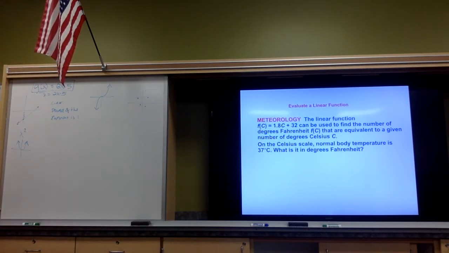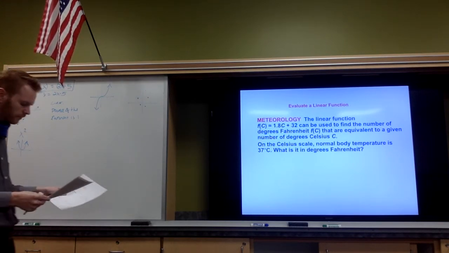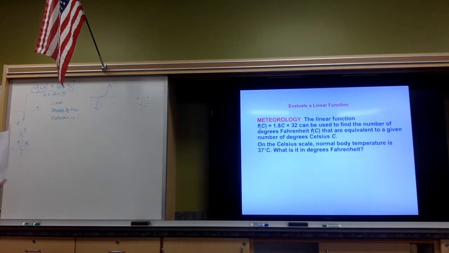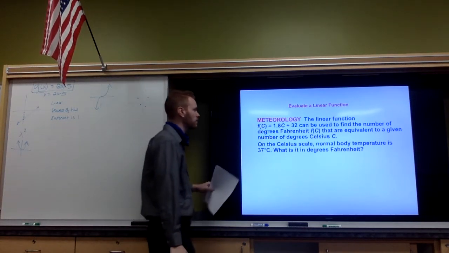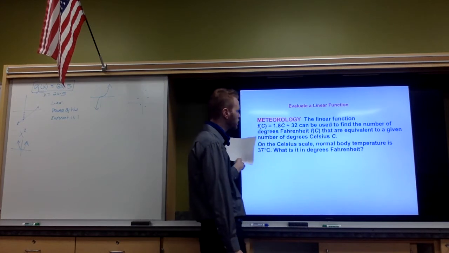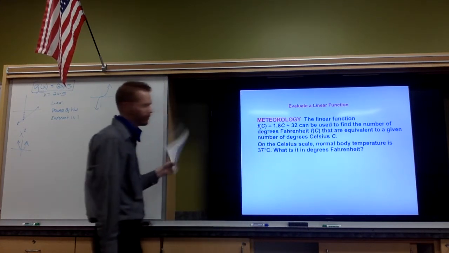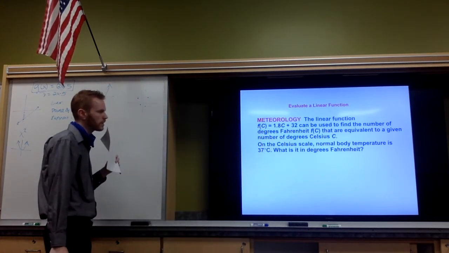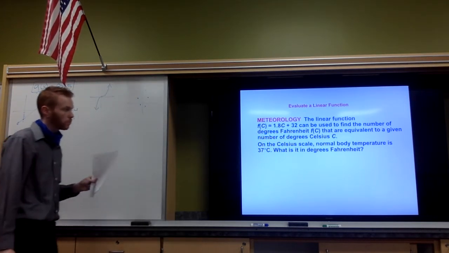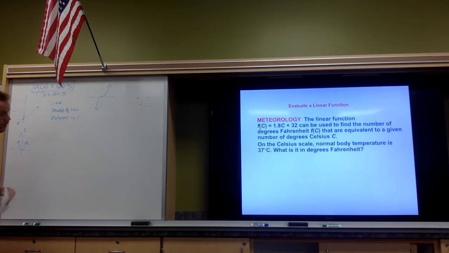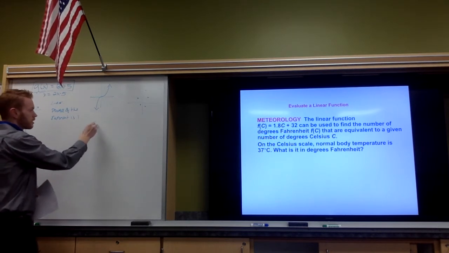So we'll do two of these just to kind of get us warmed up here. In meteorology, the linear function, as you can see, can be used to find the number of degrees Fahrenheit that are equivalent to the number of degrees in Celsius. We've seen this before. We're just going to work with it a little bit. On the Celsius scale, normal body temperature is 37 degrees Celsius. What is the degrees in Fahrenheit? So this is the function that we're going to use.